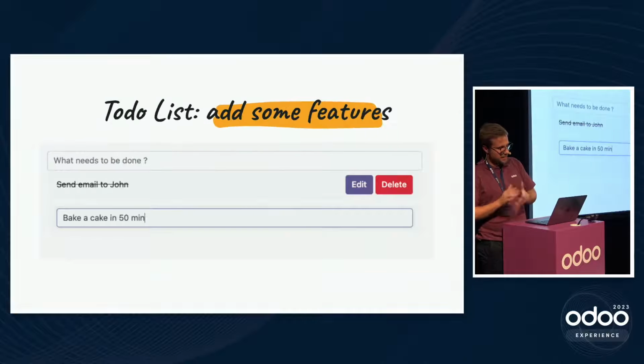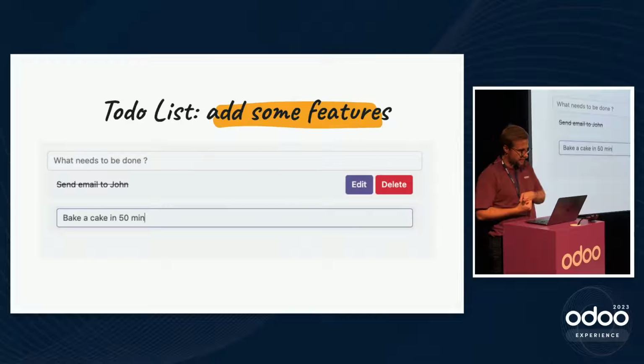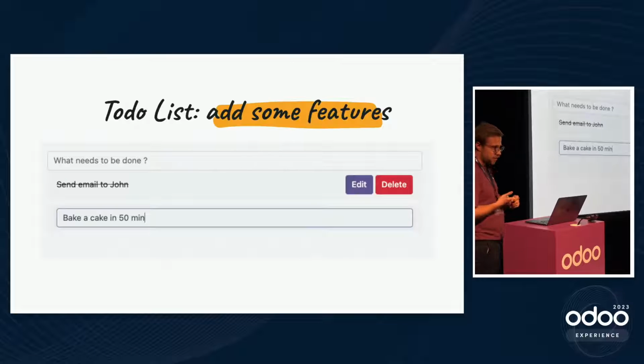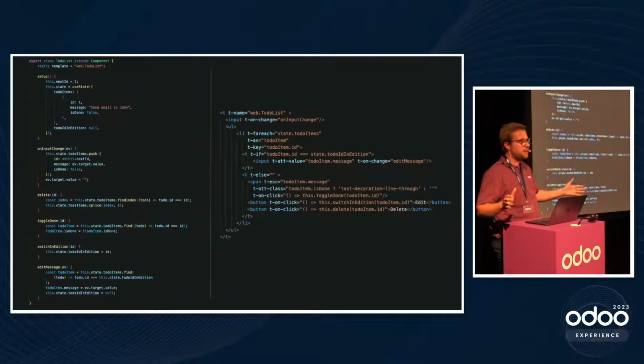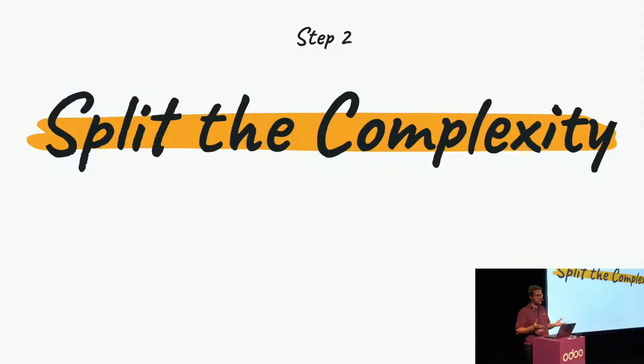Okay, nice. Now I will add some features, because it's probably a little bit simple actually. I will add a way to edit the message of a to-do, to delete one to-do, and to mark the to-do as done. I will just cross it. The code will begin to increase, and the complexity will increase. So it's probably a good time to split the complexity.